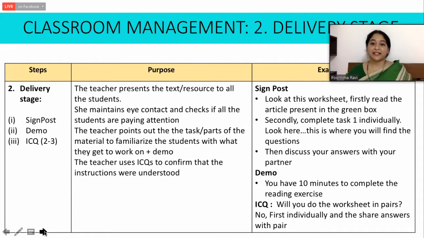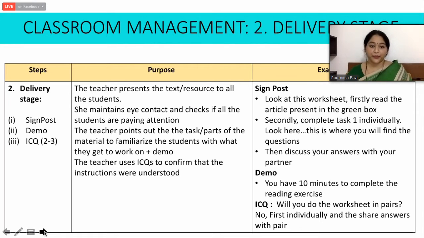In the next stage, that is the delivery stage, this is where the instruction that we have prepared well in advance would come. So the first thing that you would do is signpost. Once you're all prepared, you inform them as to what happens next. The teacher presents the text or the resource to the students. She maintains eye contact and checks if all the students are paying attention. The teacher points out the task or the parts of the material to familiarize the students with what they're going to work on.